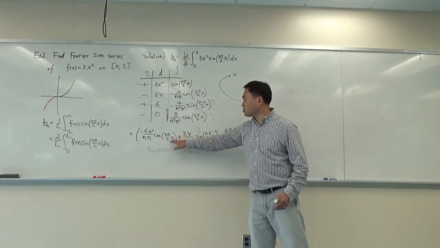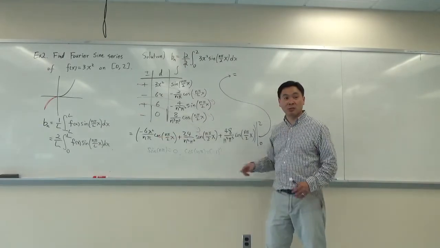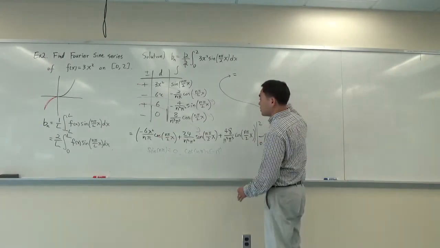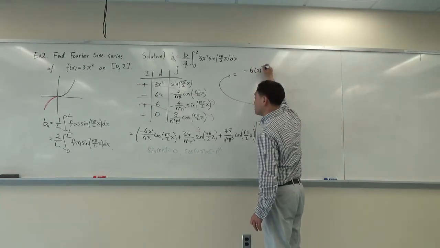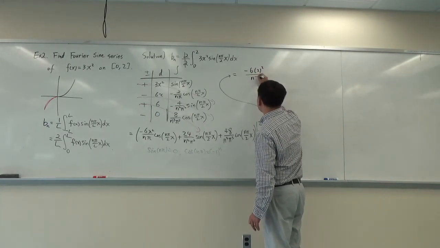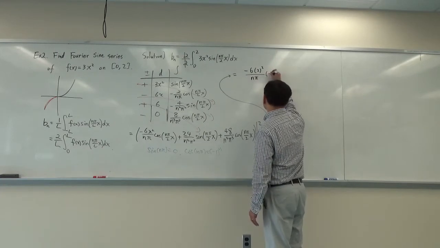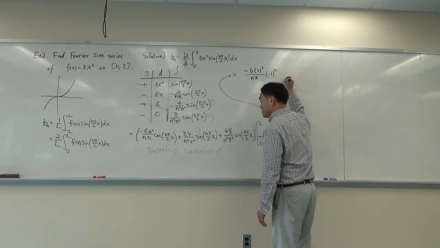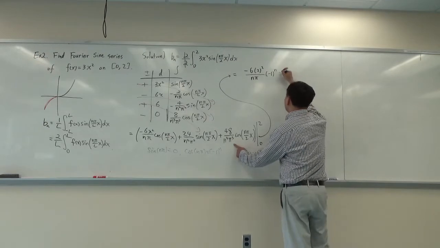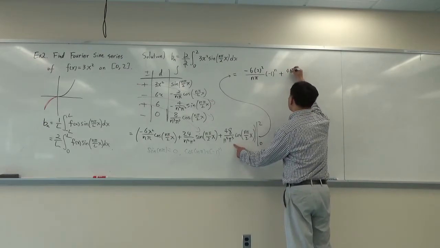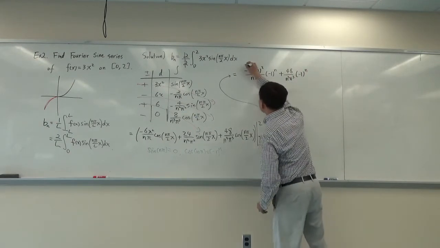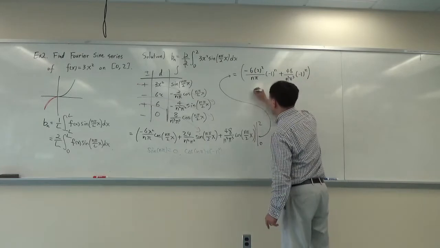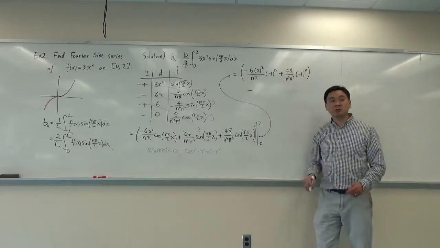And when you plug in 2, you're going to get negative 1 to the nth power, right? So let's use that. When you plug in 2, it's negative 6 times 2 squared over n pi, negative 1 to the nth power. And then this one would be plus 48 over n cubed pi cubed, negative 1 to the nth power. Okay. So that's what you get when you plug in 2. Now subtract. Now let's plug in 0.